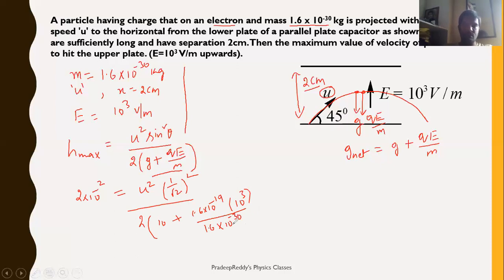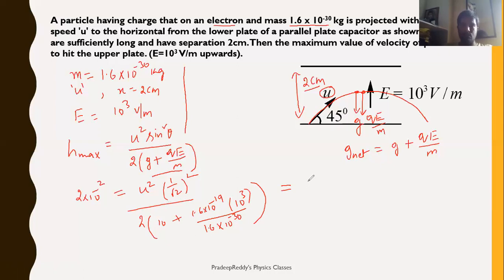Don't get confused here. The mass of the electron is mentioned in the problem. It's not 9.1 into 10 power minus 31. It is 1.6 given. So 1.6 into 10 power minus 30. The charge of the electron, however, will be constant. It is 1.6 into 10 power minus 19. Now you should evaluate this total.